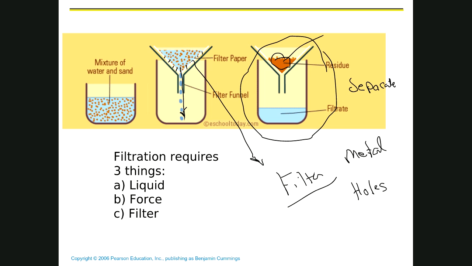Why doesn't that go through? Why isn't it here? Why doesn't it go through the filter? When you make coffee, you put ground up coffee in here. How come it doesn't wind up down here in the liquid? Yeah, it's all about size. That's exactly what it is. It's all about size, and that's the only way a filter works.